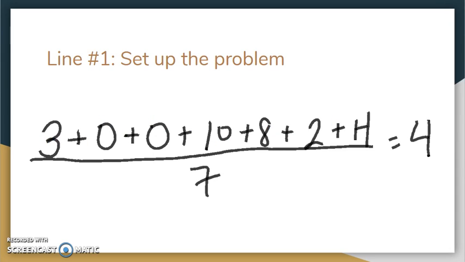First, we want to set up the problem. How do we find mean? We add up all the numbers and divide by the number of numbers. So, 3 plus 0 plus 0 plus 10 plus 8 plus 2 plus h, where h is the missing value, or in other words, the number of hours she works on Sunday. We divide the sum of these numbers by 7, which gives us an average of 4.